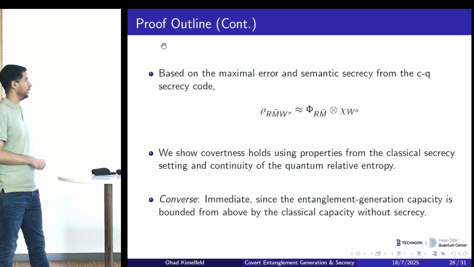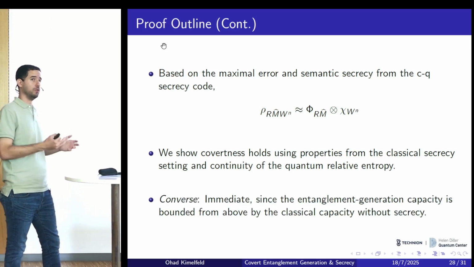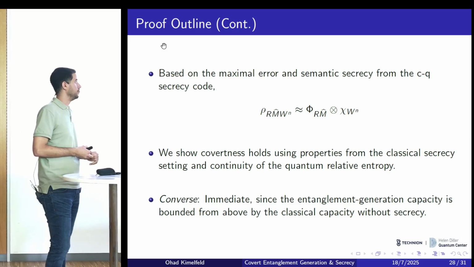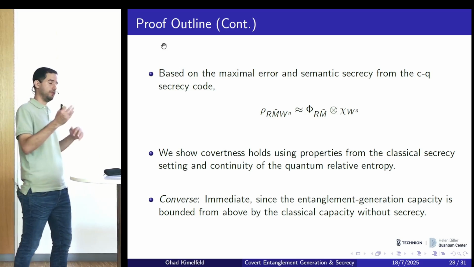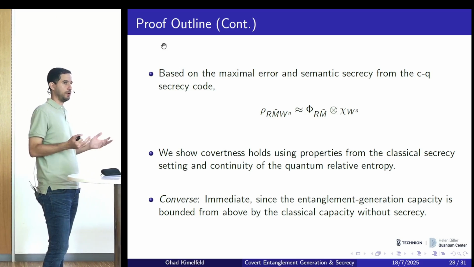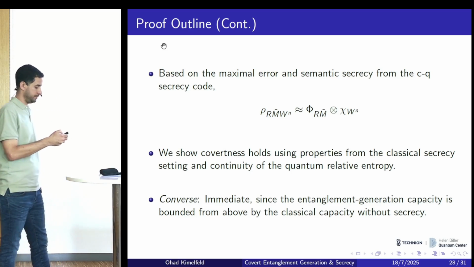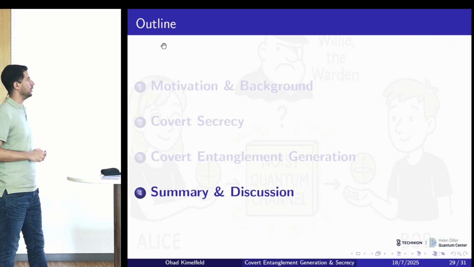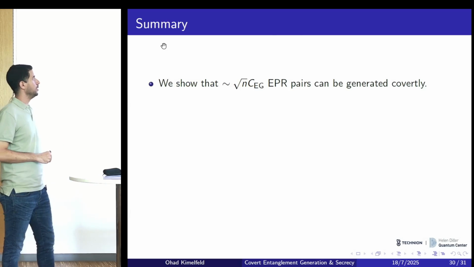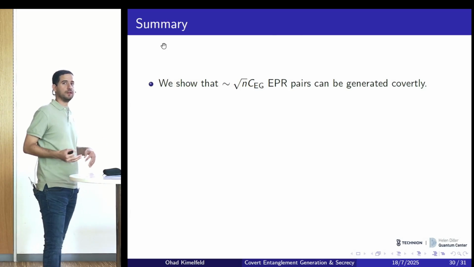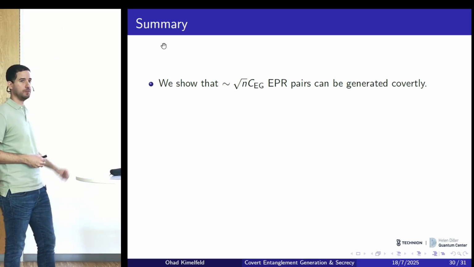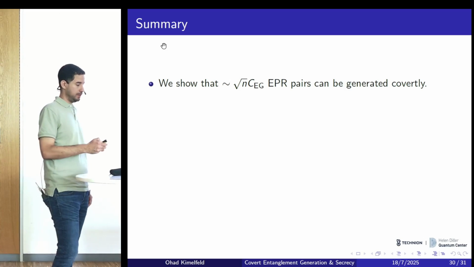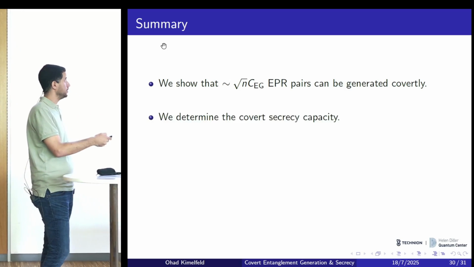And finally, the converse is also pretty straightforward because the entanglement generation capacity is bounded from above by the classical capacity without secrecy. Okay, to summarize, we showed that approximately square root of n times the capacity for entanglement generation of EPR pairs can be generated covertly. This is our main result.